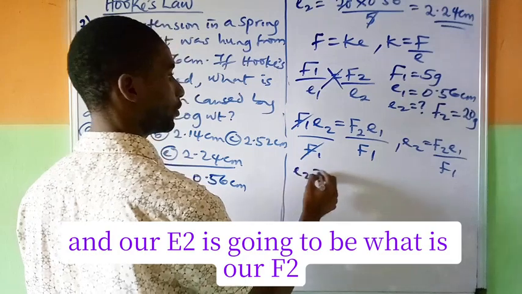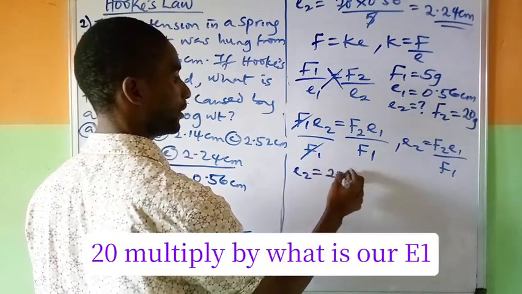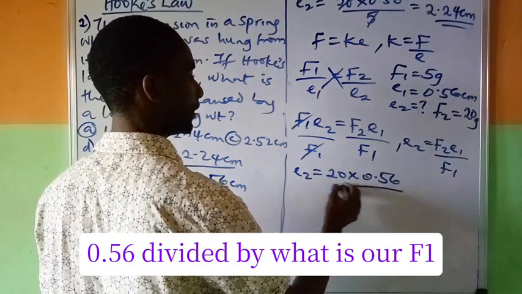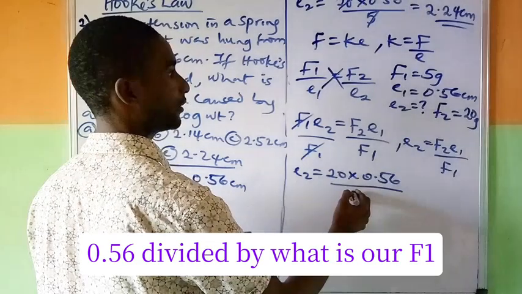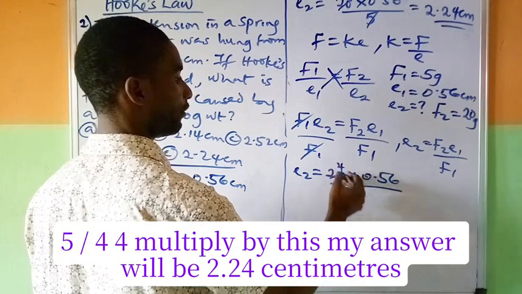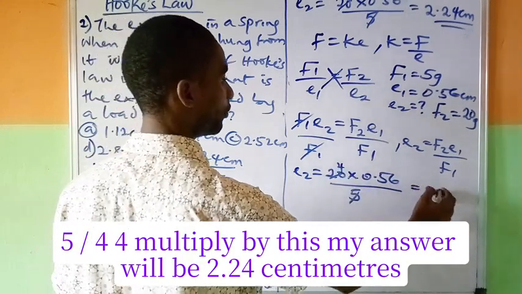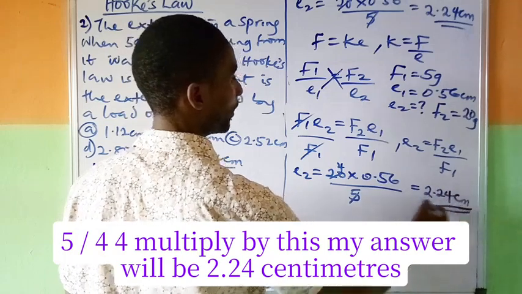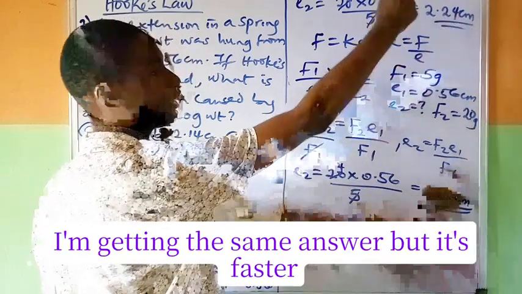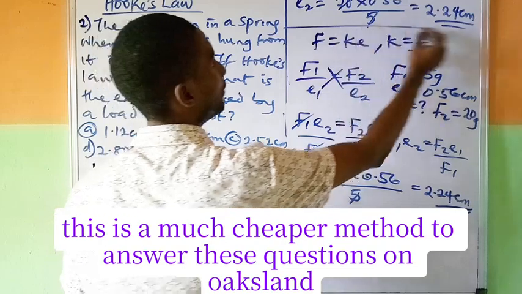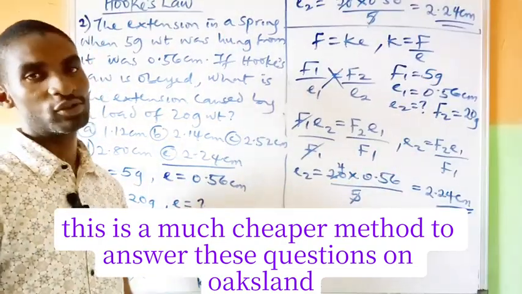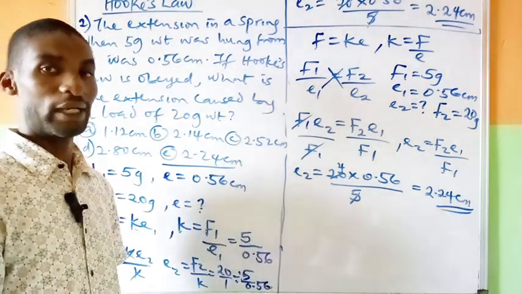And our E2 is going to be, what is our F2? 20, multiplied by what is our E1? 0.56, divided by what is our F1? 5. So if I divide this, 5 here, 4, multiplied by this, my answer will be 2.24 centimeters. Can you see this is a faster method compared to the first? I'm getting the same answer, but it's faster. So this is a much quicker method to answer these questions on Hooke's law. I hope that is clear.